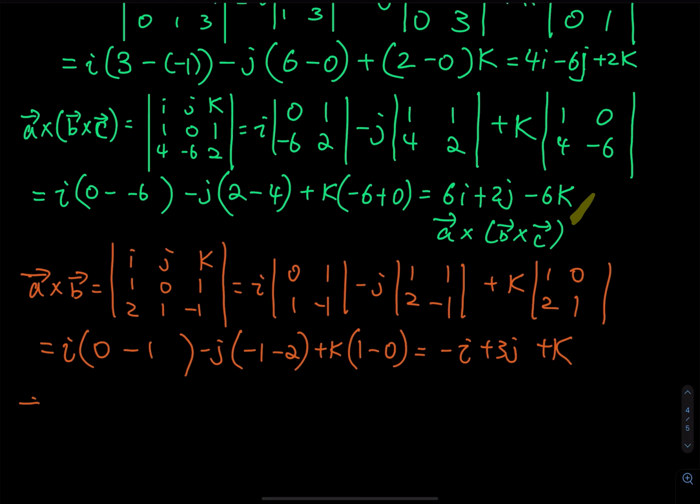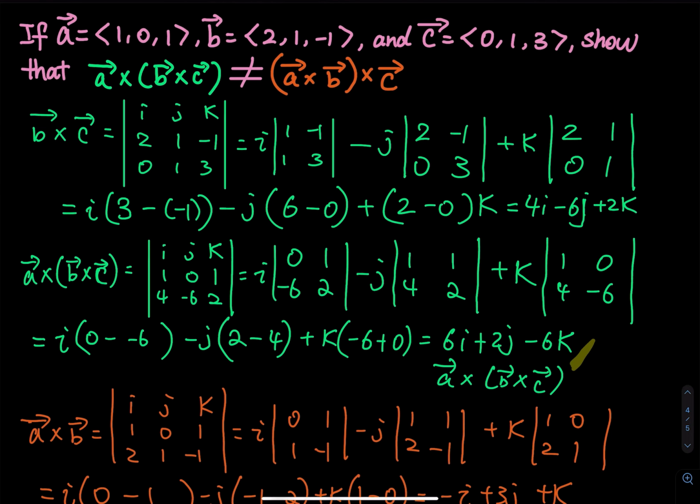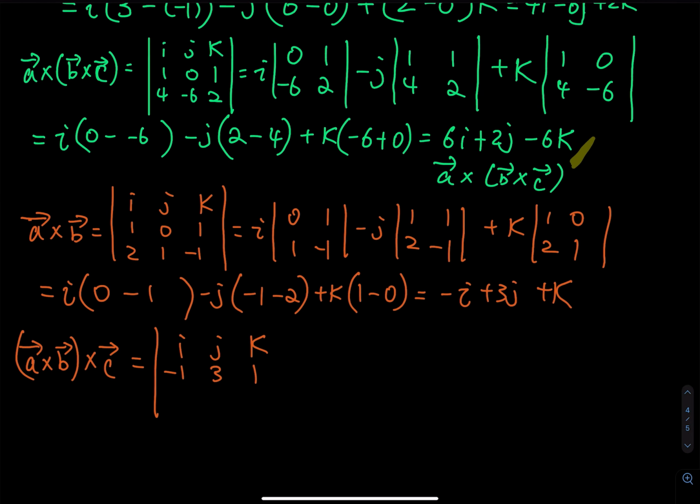So we have whatever vector we have, A cross B, and then we have to cross the C, right? So cross vector C. So we have I, J, and K. The A cross B is negative 1, 3, and 1. We just got that. And then also for vector C, you have 0, 1, and 3. There you go. You have I minus J, and then plus K.